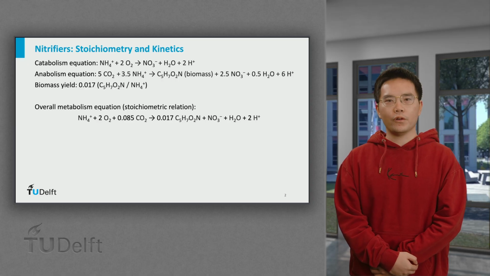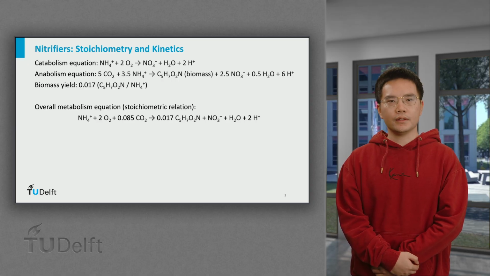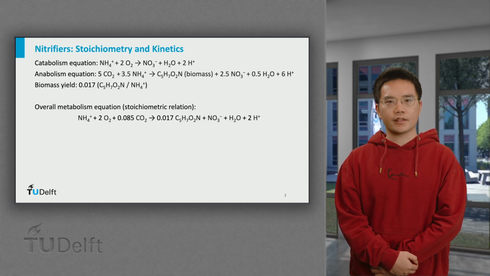This overall equation tells us the ratio between substrate and products. For example, for every 1 mole of ammonia consumed, about 2 moles of oxygen and 0.085 moles of CO2 are required. In return, around 0.017 moles of biomass and 2 moles of proton are produced. These ratios tell us exactly how much substrate is needed, which directly connects to the operational cost.